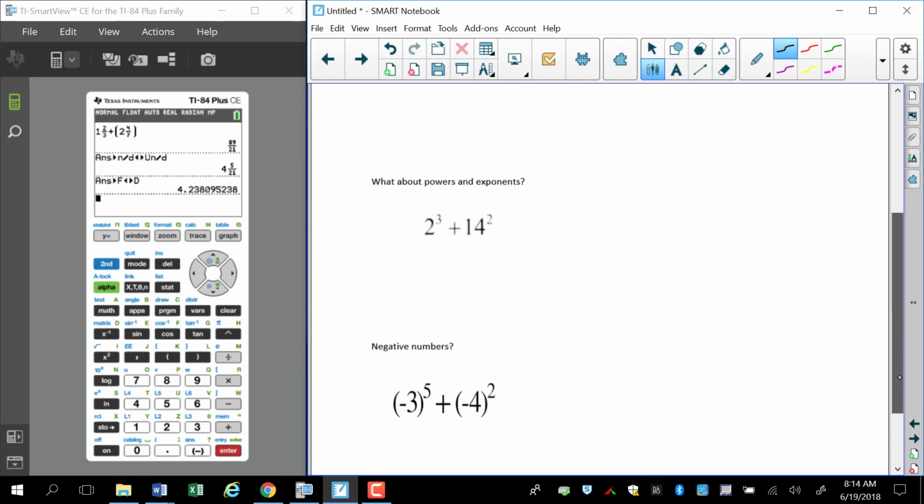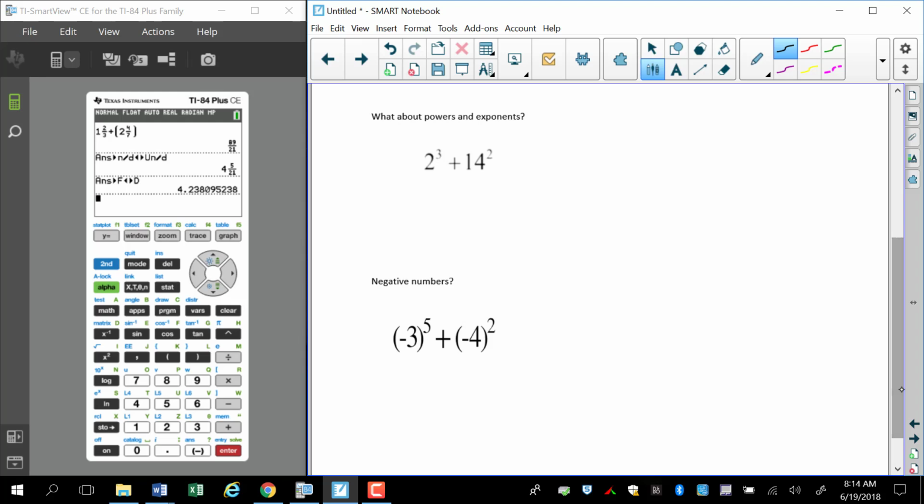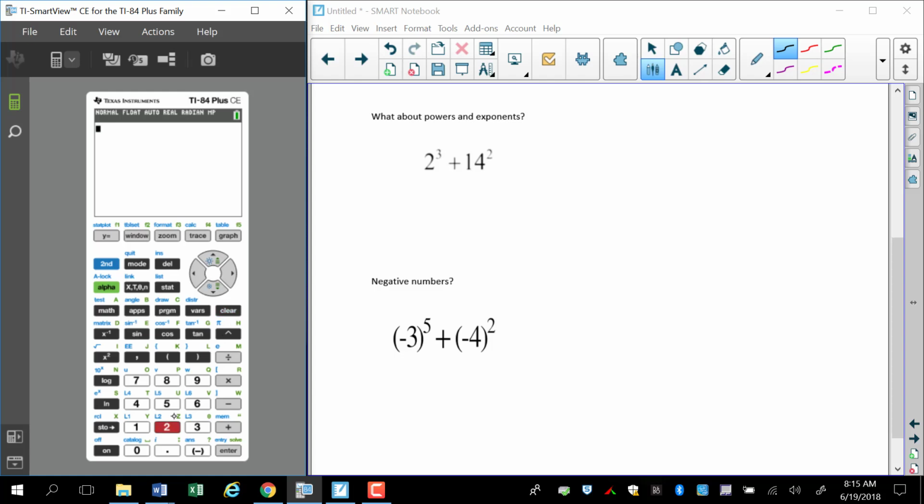The other thing that you'll need your calculator for throughout this course is for powers and exponents. 2 to the third plus 14 squared. So if you look at the key that I'm highlighting, it's right above the division sign, right below the clear sign that I just pushed. It's right here. This is how you put numbers to a power. So you go 2 to the power 3, and then move over.